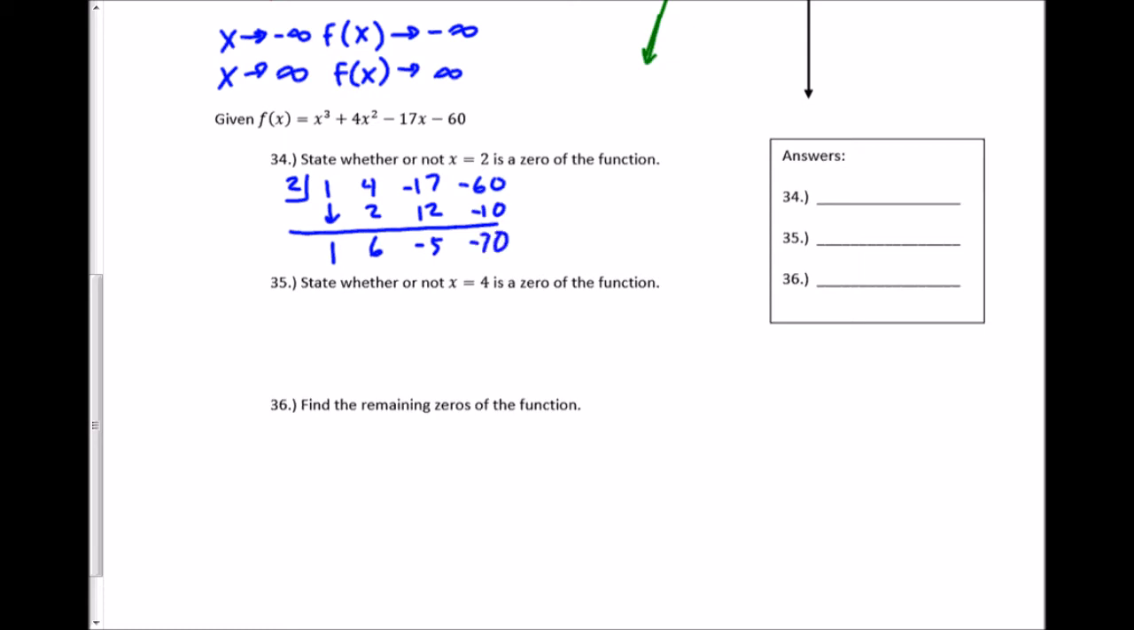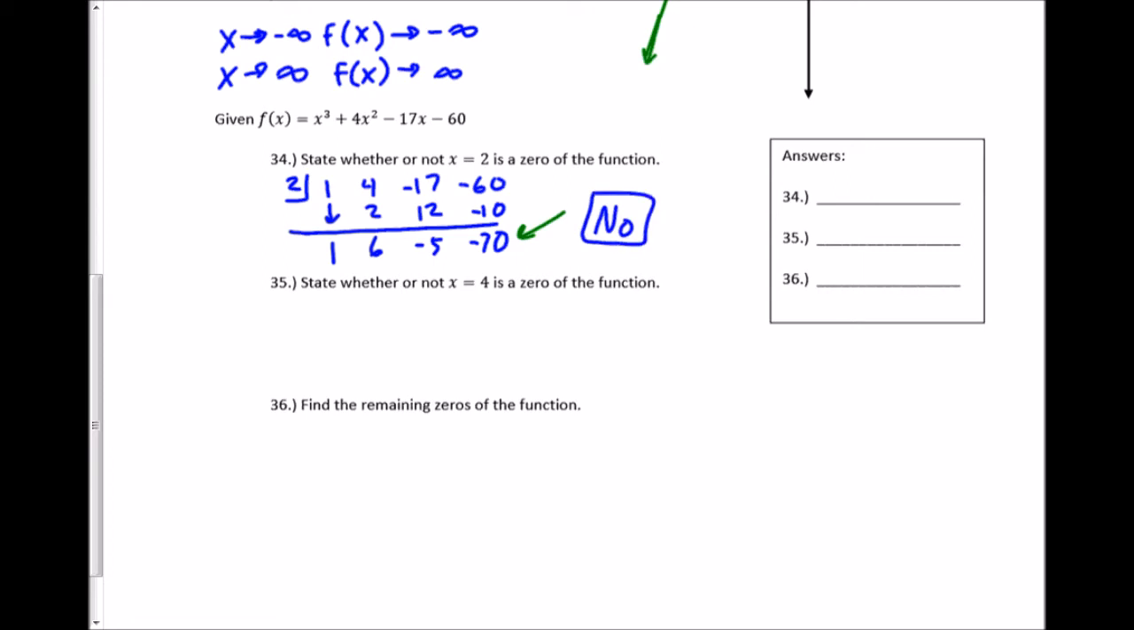And really what I'm looking for is to see if this thing divides evenly. Remember, my factor remainder theorem says that whatever I get right here is the remainder. That's what I would have gotten had I plugged that x value into the equation. So this one is not a 0 because I did not get a 0 out for my remainder.